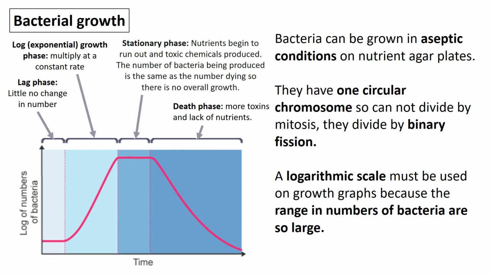So there's no overall growth when you get to this last phase at the top, which we call the stationary phase. And then at the end, the numbers start to decrease because there are more toxins and not enough nutrients. So there's more death. We call this the death phase. You don't need to know the specific terms for those phases, but there have been questions in the past where you've been asked to describe what's happening at each stage. So it's worth understanding how these growth phases are shown on graphs.